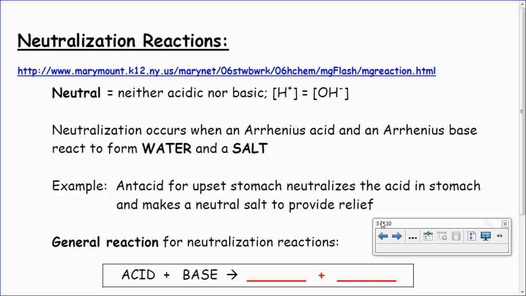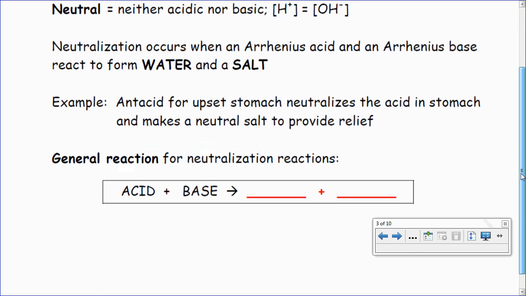So neutral is neither acidic nor basic. Water and a salt are always produced when we have a neutralization of an acid and a base. So acid and base, we always get H2O and a salt. Now salts do not have OHs in them and they do not have H's in them, so they are neutral themselves.